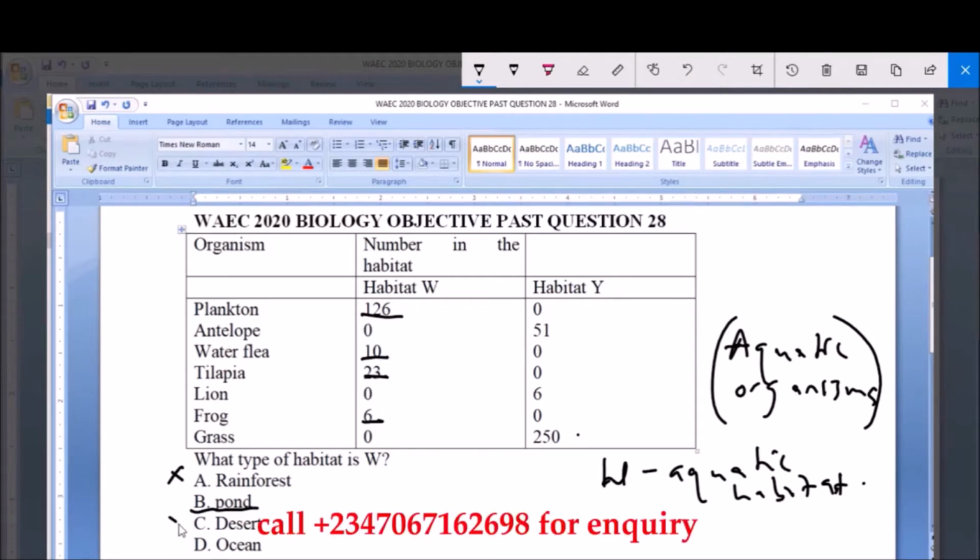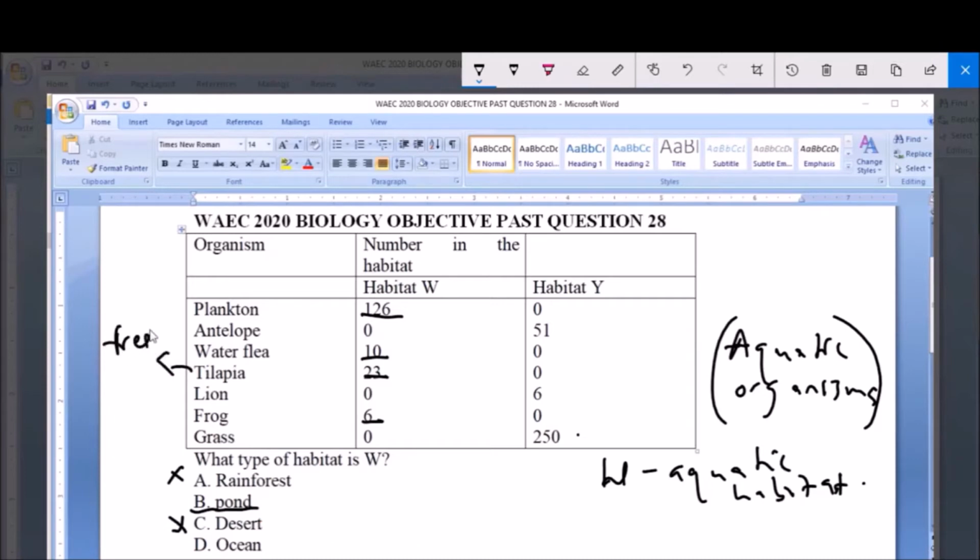Now option C, desert, is definitely not the answer, and ocean is not the answer, because tilapia is a freshwater fish, and ocean is a saltwater body. So you can't find freshwater fish in saltwater bodies. Freshwater fish or organisms are always found in fresh water bodies. So pond contains, of course, fresh water, and ocean contains salt water. So ocean is not the answer. So the correct answer is B, pond, as you have rightly established.